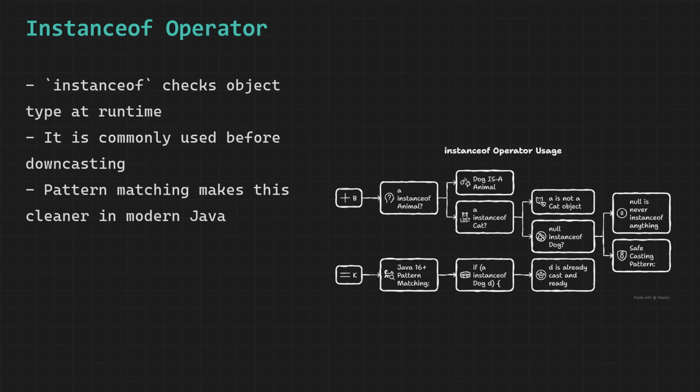From Java 16 onwards, there is an enhanced version called pattern matching for instanceof. The syntax is if (a instanceof Dog d). This checks the type and automatically casts and binds it to the variable d in one step, eliminating the need for a separate cast line. This is a major improvement in modern Java and makes code significantly cleaner.